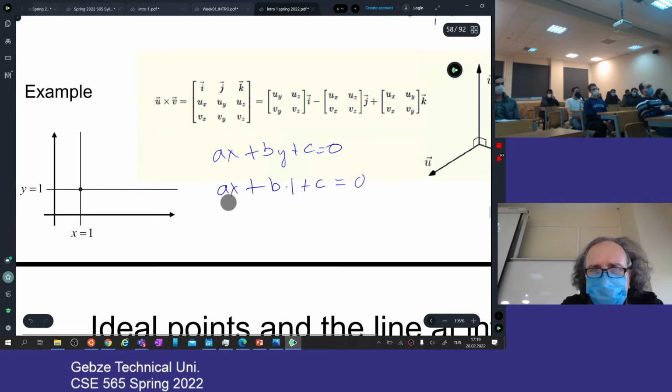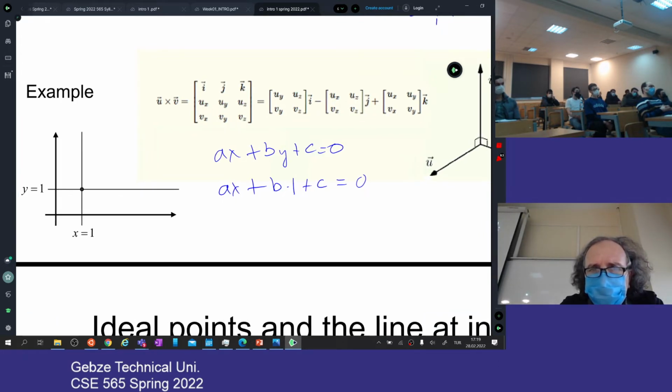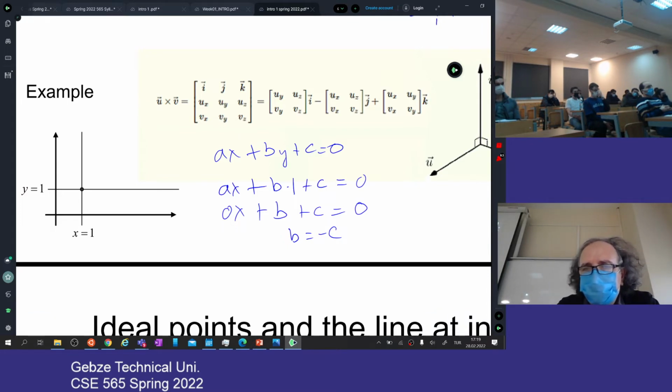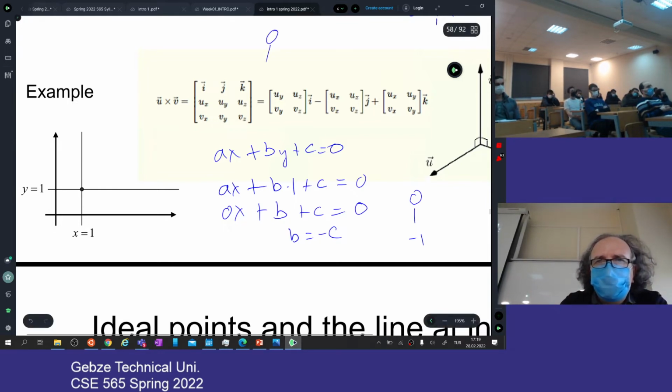X can be anything, so I'm going to do this. Let's pick a as 0, 0x plus b plus c is 0, right? So I'm going to choose b as minus c, right? Let's do this. A is 0, B is 1, and C is minus 1. Would this work? 0, 1, minus 1.